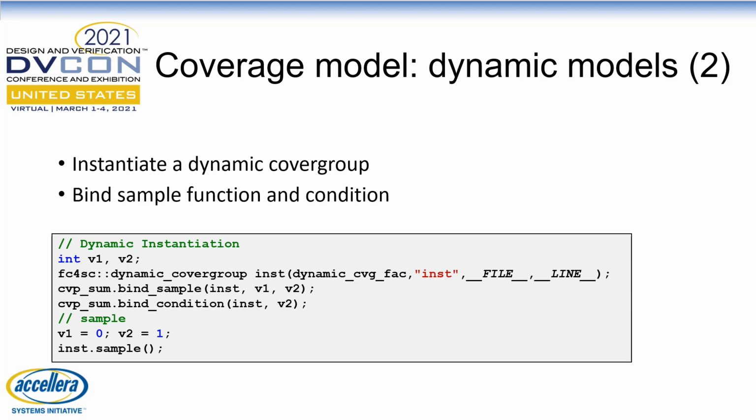In the example below, we declare the variables v1 and v2. We define the dynamic cover group created with our factory, and then we bind the variables to it. From there on, the cover group instance will behave the same as if it was an instance of a statically defined cover group and as if we didn't use the factory. As you can see in the last line of code, we can call the sample function with no problem.